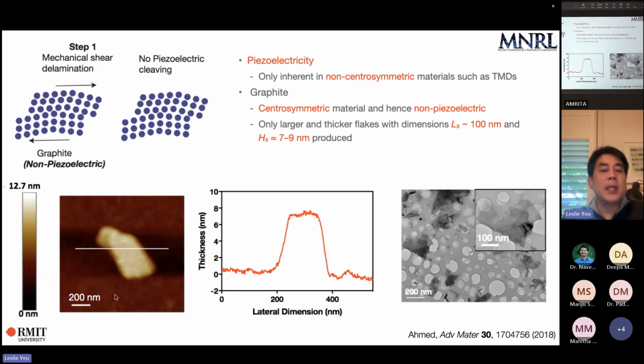And so we repeated the experiments with graphite, and we couldn't get graphene. We can only get large flakes, on the order of 100 nanometers and many layers, about 10 nanometers, which is quite a few atomic layers. So it can only go through this first step of mechanical shear delamination. There's no further cleaving of the material.